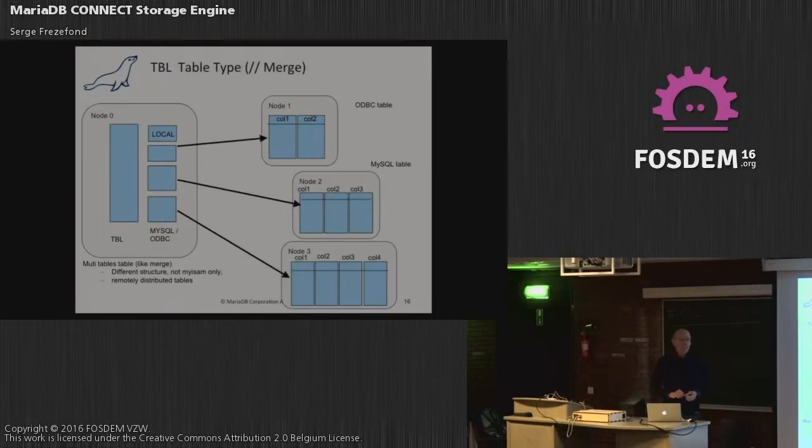Another concept that exists in Connect is the ability to create a table that is made of many tables. I don't know if you know the merge table that exists in MySQL, not very useful because it's very limited. Here you can build a table which is in fact a set of tables, but based on tables that are any kind of table. They can be ODBC tables, file tables, and so on, and it is seen as a table.